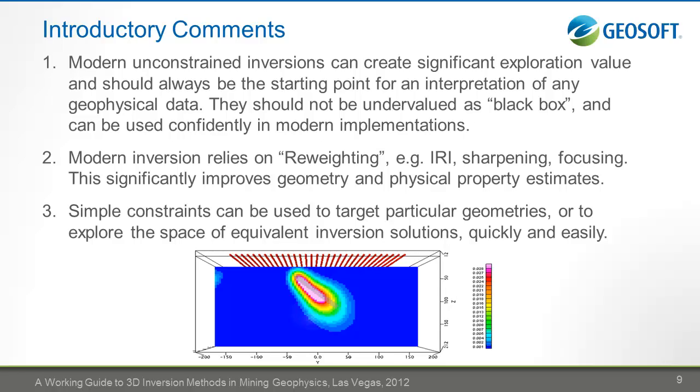These inversions that I've shown you all essentially rely on reweighting, or the model weighting in the inversion, and this is brought in through a simple process such as iterative reweighting inversion or sharpening or focusing, and it significantly improves the geometry and physical property estimates.